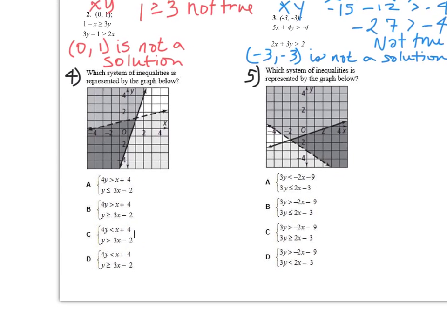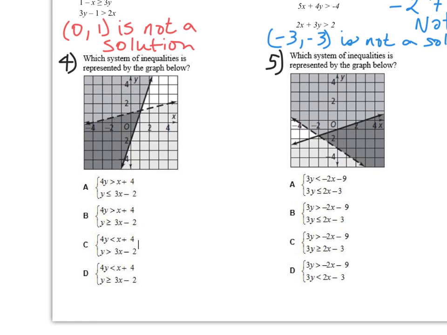Number 4 says, which system of inequalities is represented by the graph below? Here I just want to be really clear. I tried to write this on your copies because I knew sometimes the shading comes out kind of light. So the solid line is shaded on the left side. That dotted line is shaded below. You all see that? I can tell because this darker area is in the left bottom corner. That's the only way that could be the solution set.